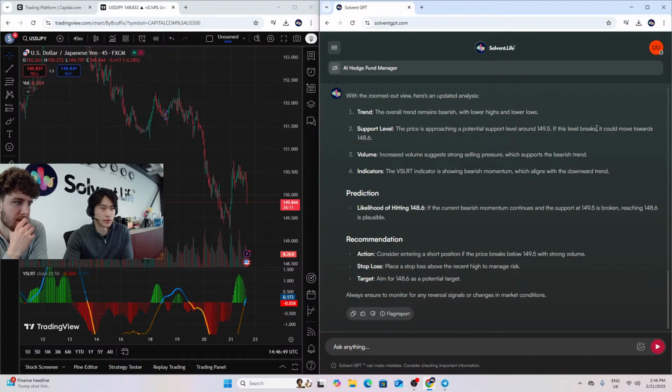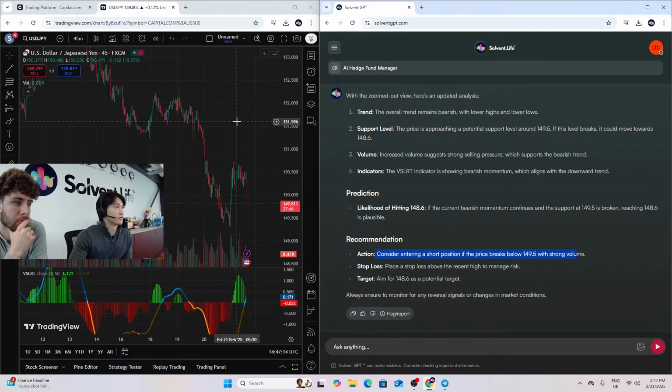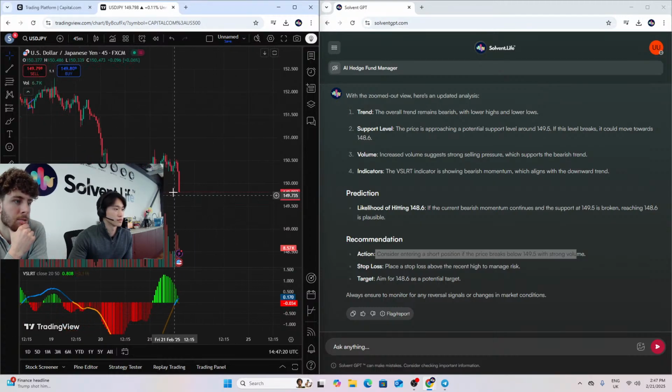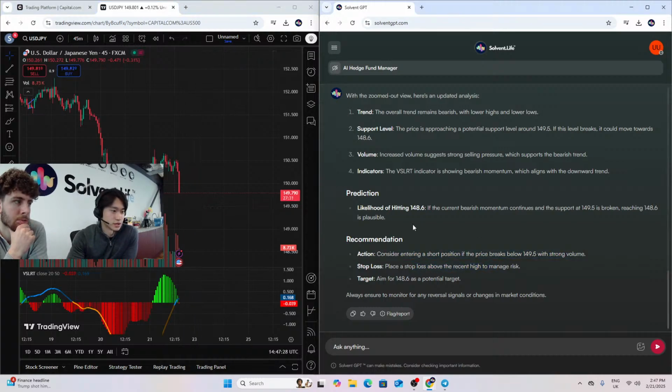Support around 149.5. If this level breaks, it could move towards 148.6. Prediction: likelihood of hitting 148.6. The support at 149.5 is broken, reaching 148.6 is plausible. Consider entering a short position if it breaks 149.5. Okay, 149.5 down here, let's stop loss above recent high to manage risk.